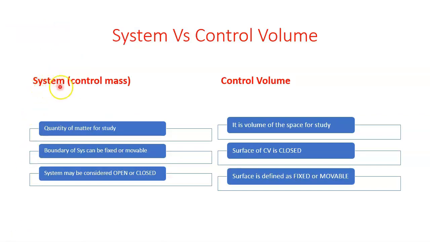System, which actually means control mass, is a quantity of the matter for study. The boundary of a system can be fixed or movable. System can be considered open or closed. Whereas control volume is the volume of the space for study. The surface of control volume is closed, and this surface we shall call control surface, CS. Surface is defined as fixed or movable.